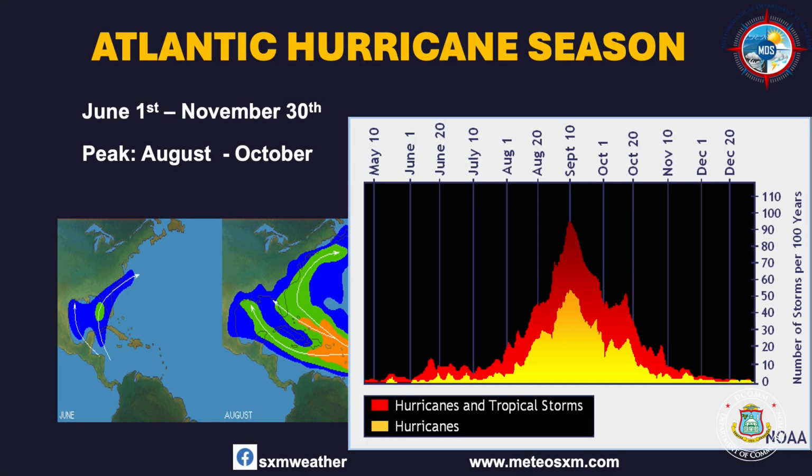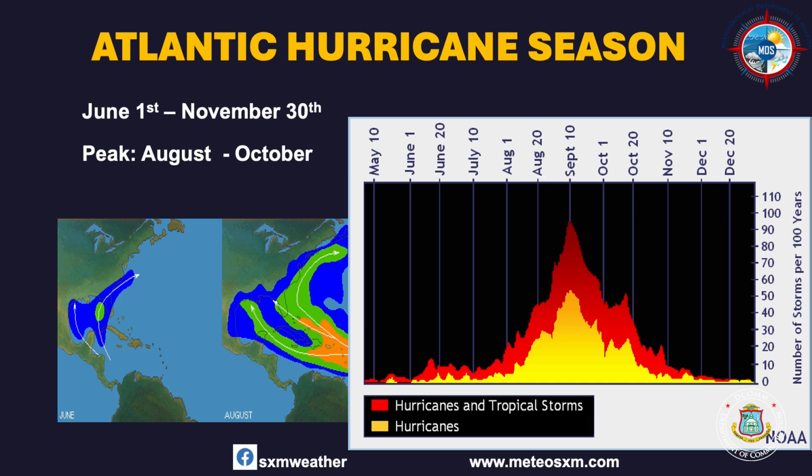Nowadays, in recent times, because of all the variability with climate and climate change, we see some little shifts where August doesn't have too much activity and it's more September. So you will see that kind of shift happening these days. But based on 100 years of data, the peak of the season comes just about August to October.